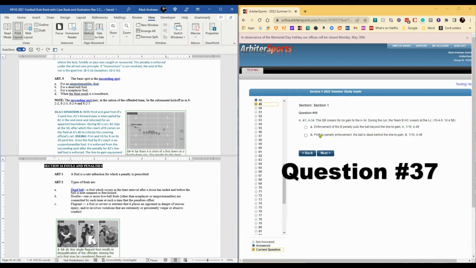And B says it all. Prior to penalty enforcement, the ball is dead behind the line to gain. B 1st and 10 from the A49. Okay, so we're moving him back. A49. Right.